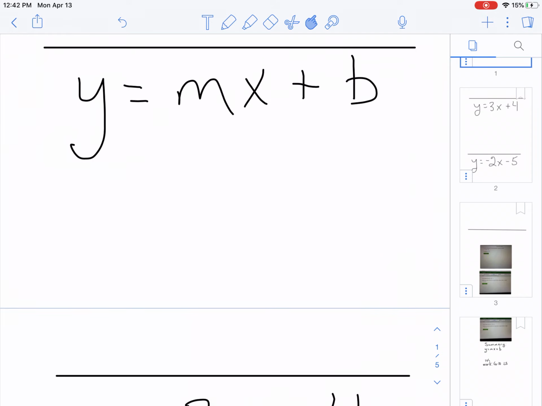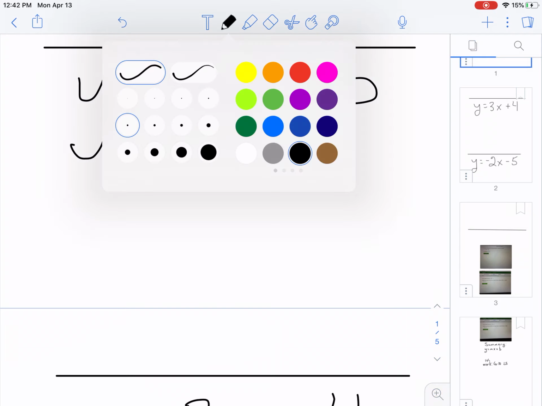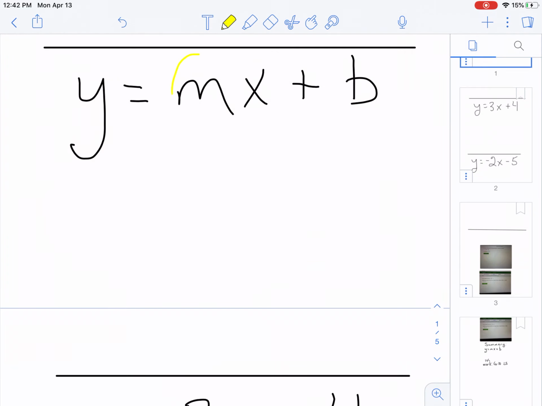The equation in this form is in slope-intercept form because, as you know from previous lessons, the slope is represented by the letter m. So any number that's in front of the letter x is the slope, and the number at the end of the equation is the y-intercept, where the equation of the line crosses the y-axis.